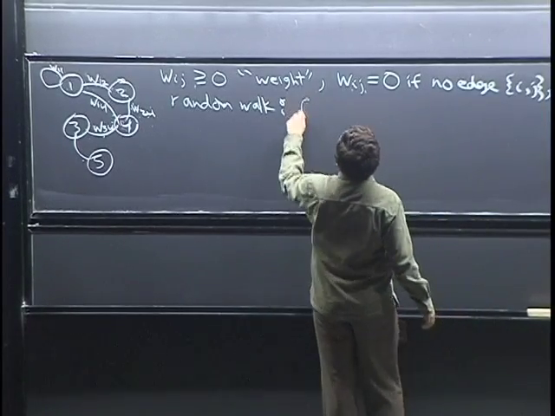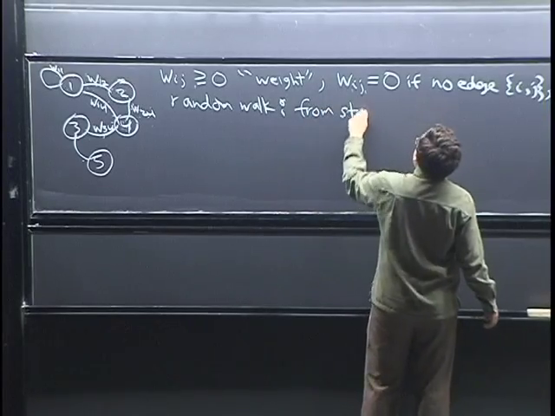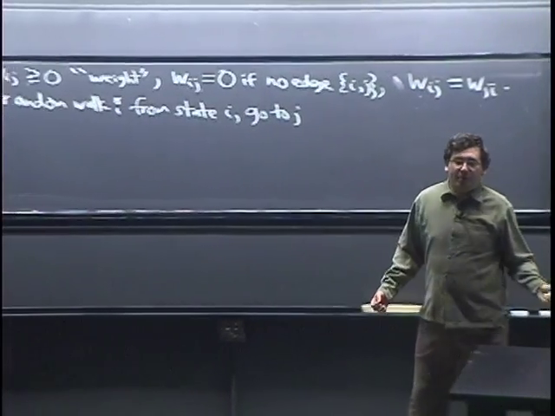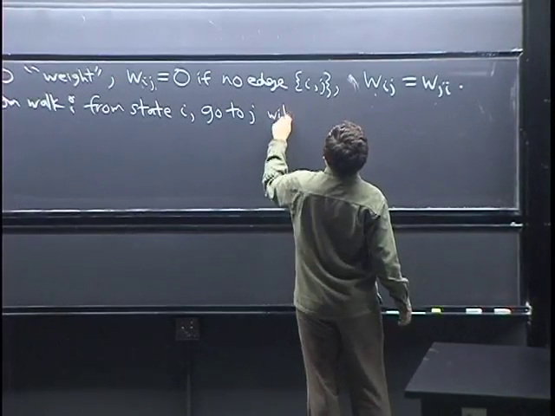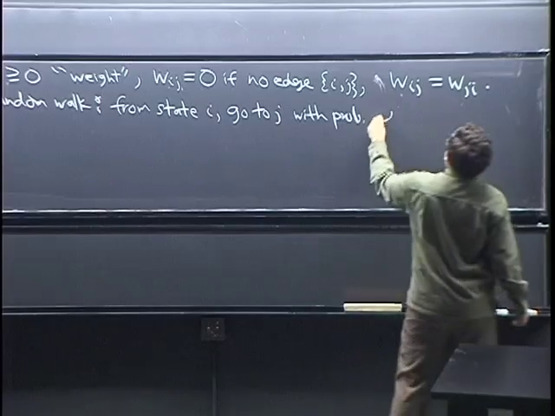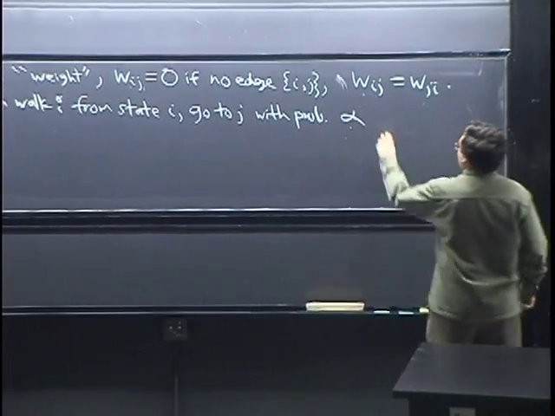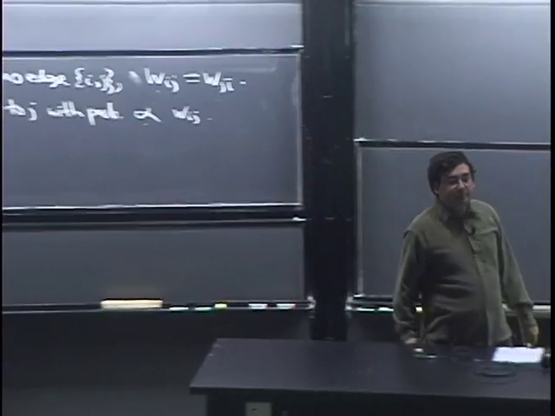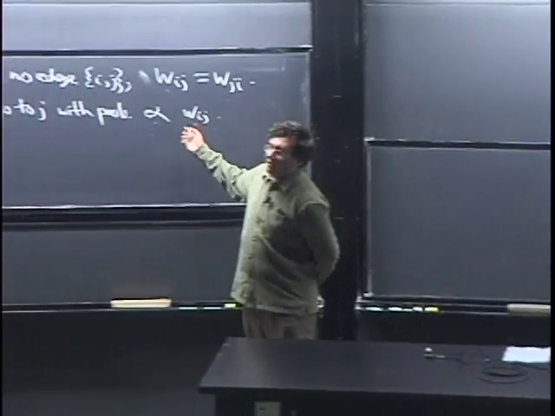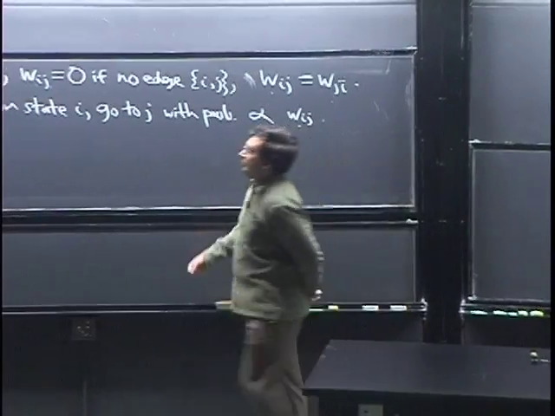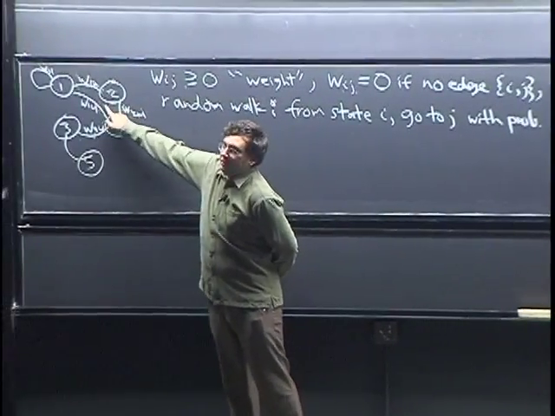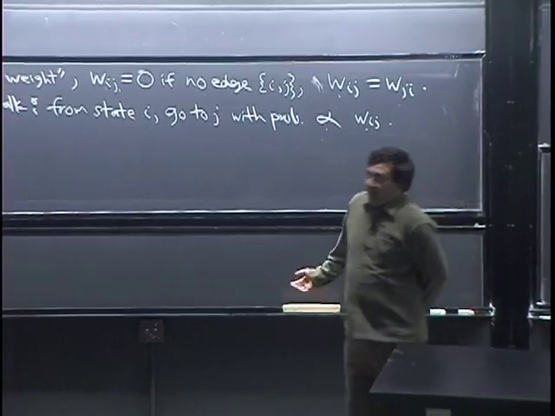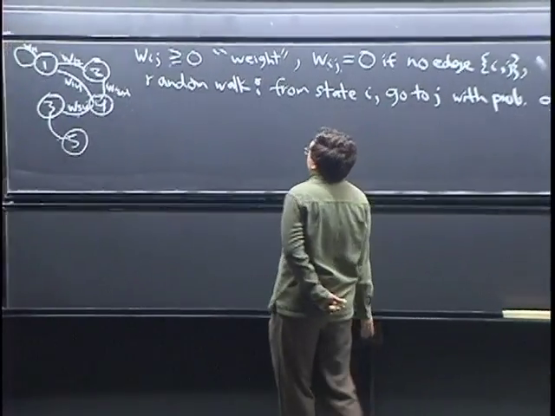So from state I, go to J with probability proportional to Wij. So that's proportional. Looks like an alpha. That's the proportionality symbol to Wij. Okay? So if Wij is 0, then obviously it says we don't go there. So we look at all the available choices and choose with probabilities proportional to the weights we see. Okay, so that's a generalization of the problem, and let's solve this in an analogous way.